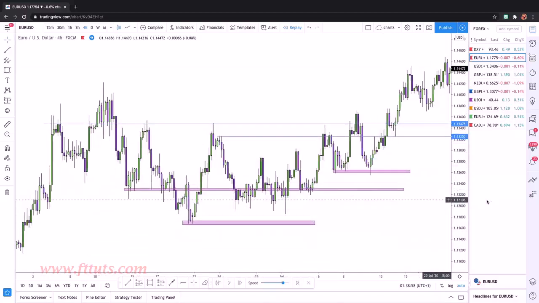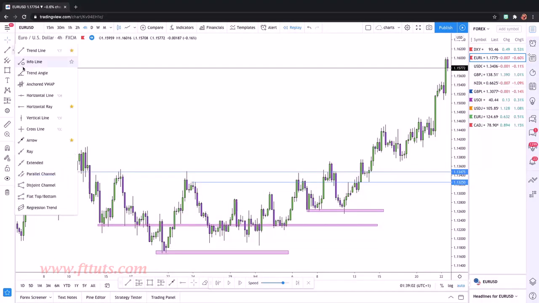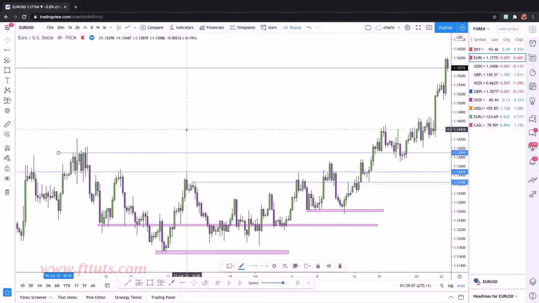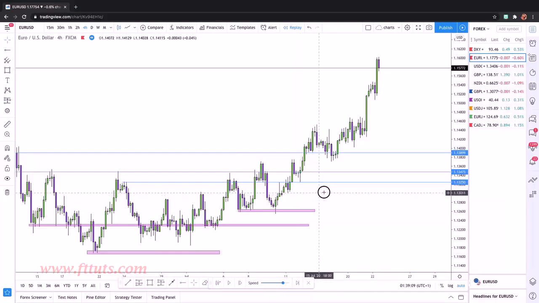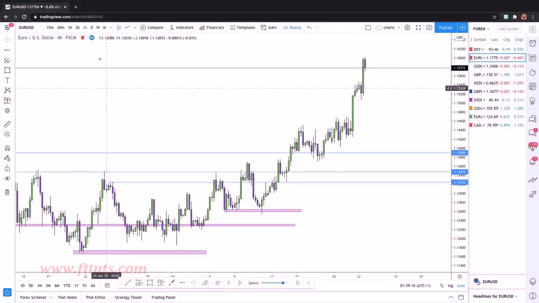Okay, so what ends up happening is it breaks structure here. This is structure, so what ends up happening, broke structure here, then tested, then continued up, tested structure here, and then completely bullish market, okay?